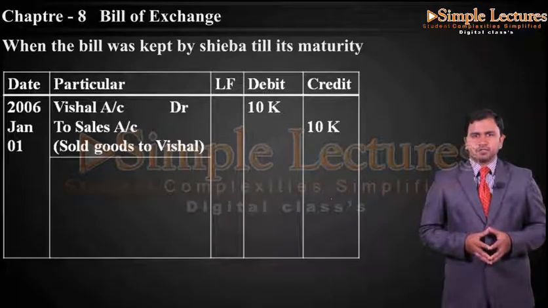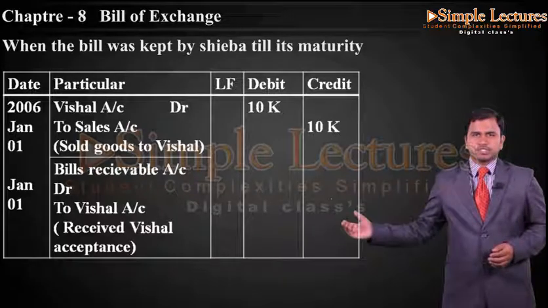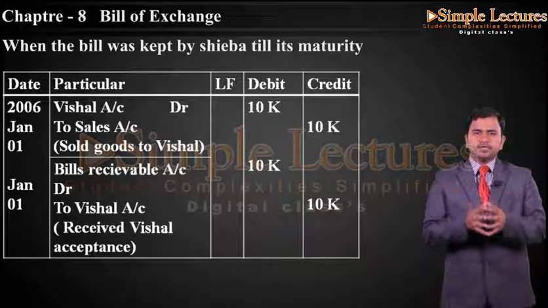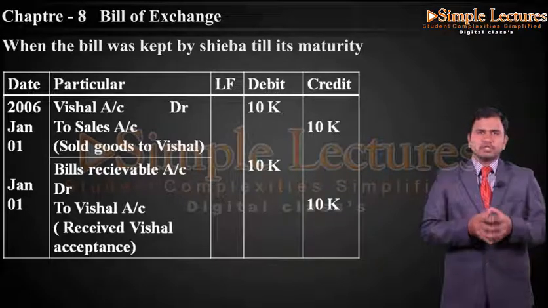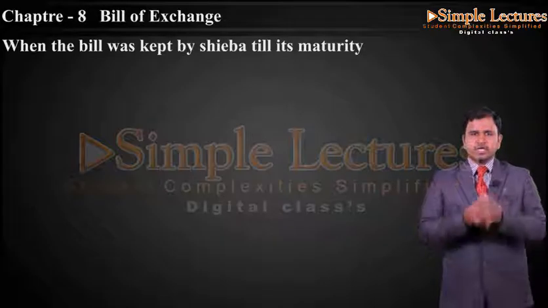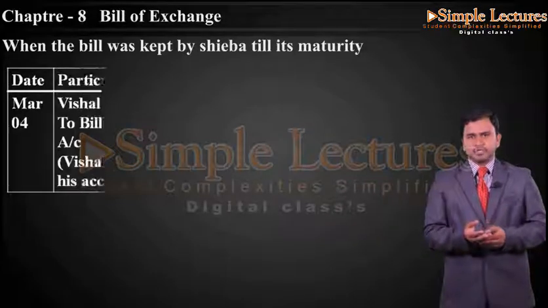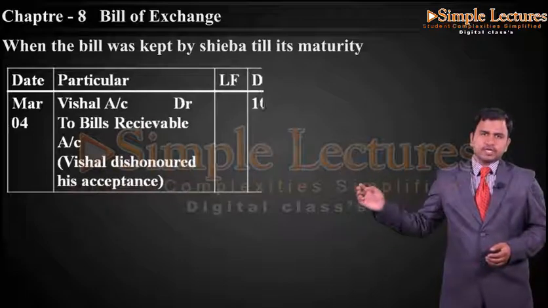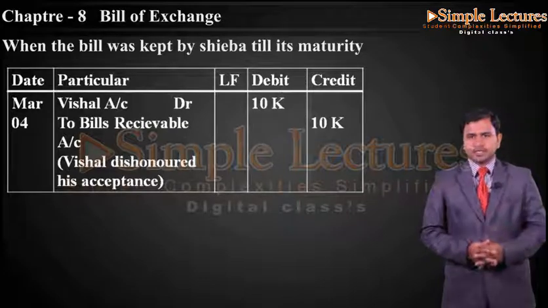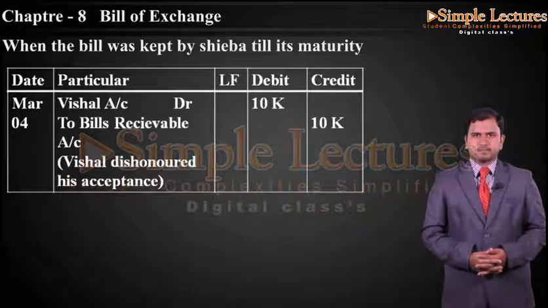And the second entry will be on the same date for the acceptance of bill. So, here bills receivable account debtor to Vishal account, 10,000 debit and 10,000 credit, and the narration will be being acceptance received from Vishal for the payment of bill after 2 months. And the next entry will be where the bill has been dishonored. The entry will be reversed here. So, the entry will be Vishal account debtor to bills receivable account, 10,000 debit and 10,000 credit. The narration will be Vishal dishonored his acceptance.